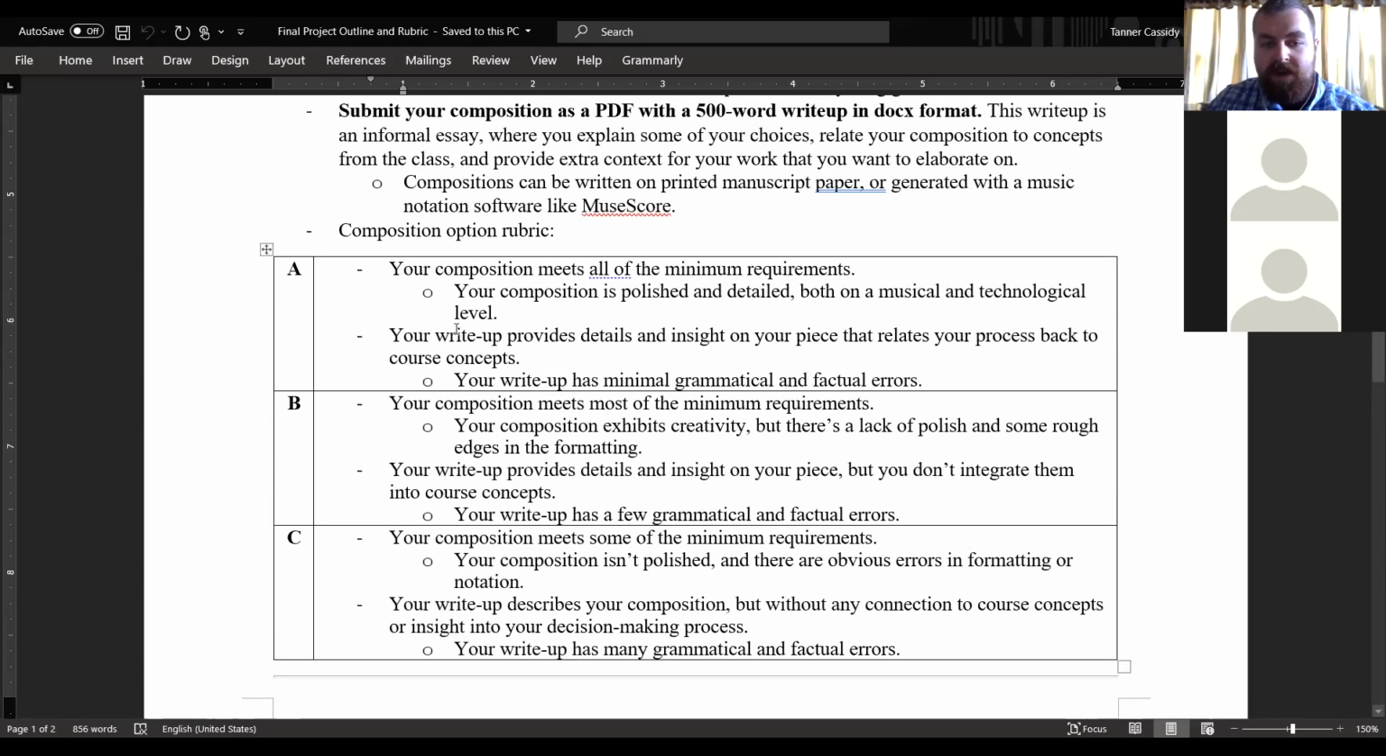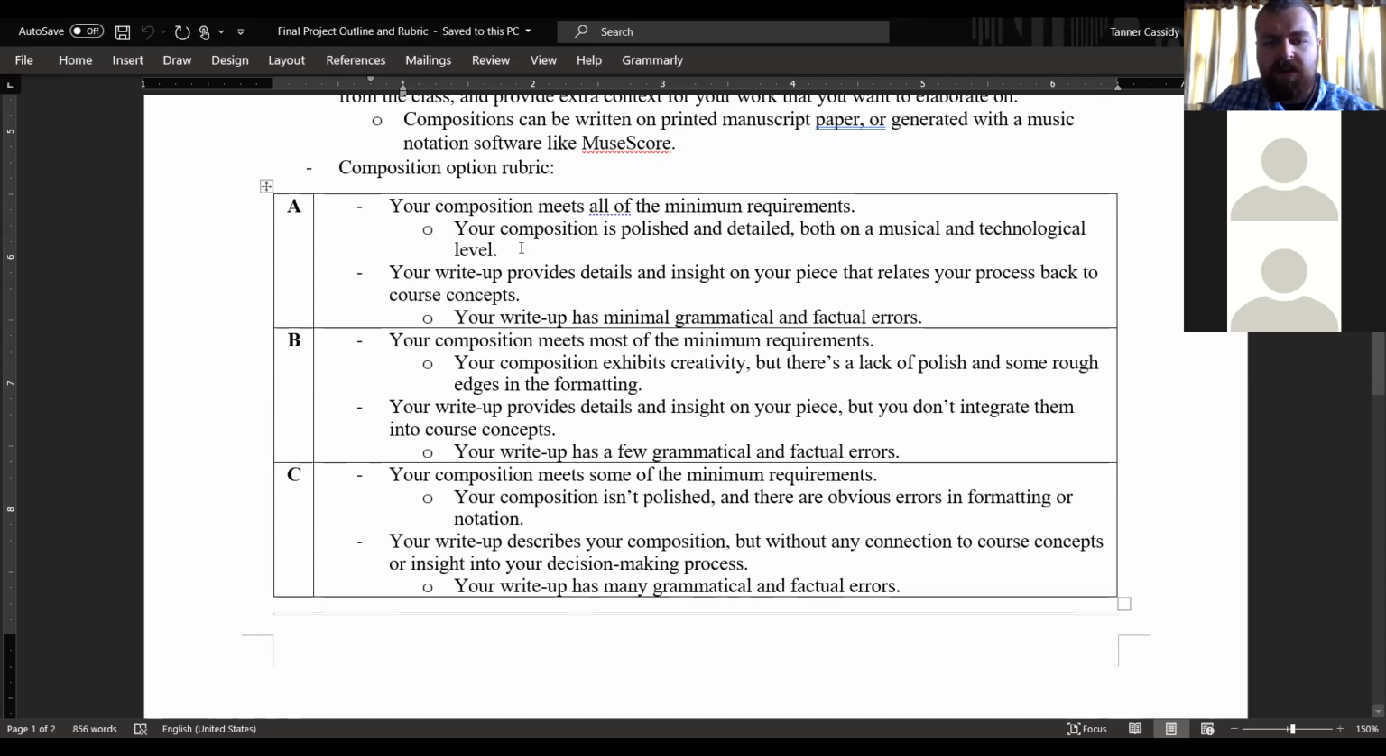I'm not going to go through this in detail. You all know what A work is, you all know what B work is, and so on. I don't go lower than C for descriptions because if it's worse than a C, it's going to be worse than a C. So at the end of the day, what you need is all the requirements, a polished composition that doesn't look like a mess, something we can read that is legible. And then your write-up provides details and insights on your piece that relate back to course concepts and is free of grammatical and factual errors. So shoot for this. I included B and C as an FYI, but shoot for A.